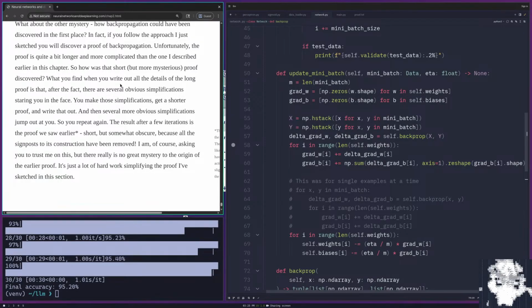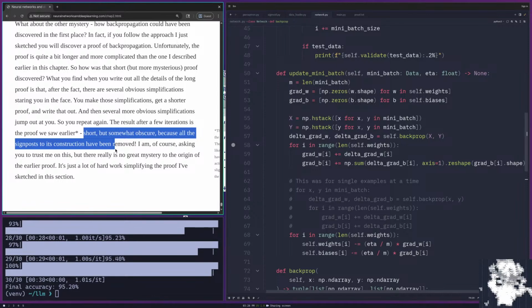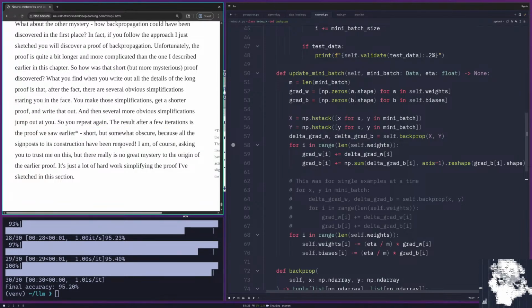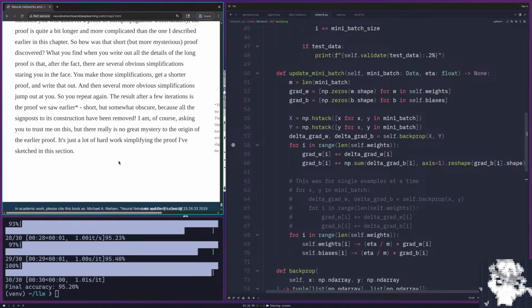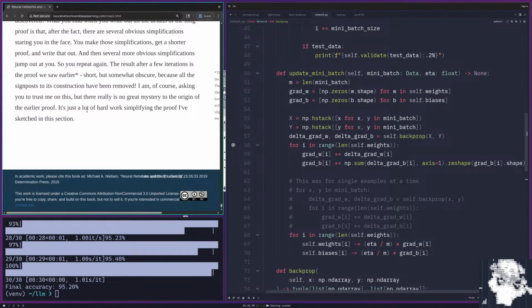So, how was that short but more mysterious proof discovered? What you find when you write out all the details of the long proof is that after the fact, there are several obvious implications staring you in the face. You make those implications, get a shorter proof and write it out, and then several more obvious implications jump out, so you repeat again. The result of your few iterations is the proof we saw earlier. Short but somewhat obscure because all the signposts to its construction have been removed. I am of course asking you to trust me on this, but there really is no great mystery to the origin of the earlier proof. It's just a lot of hard work simplifying the proof I've sketched in this section.